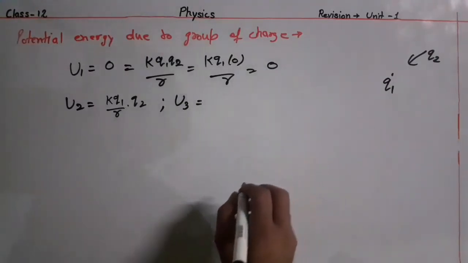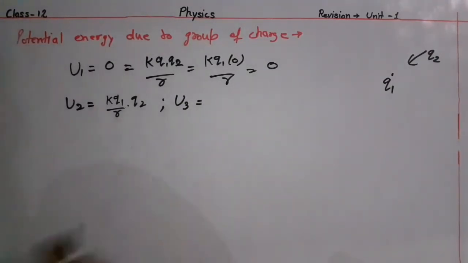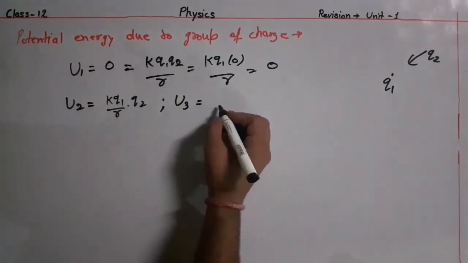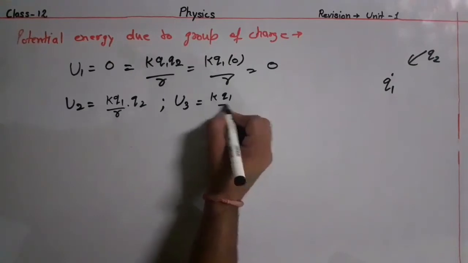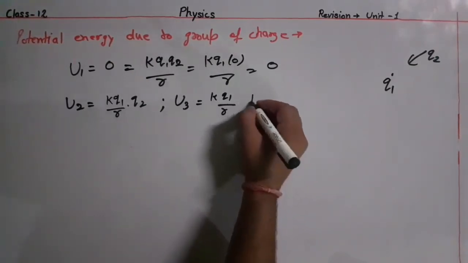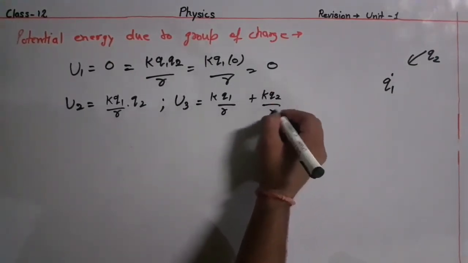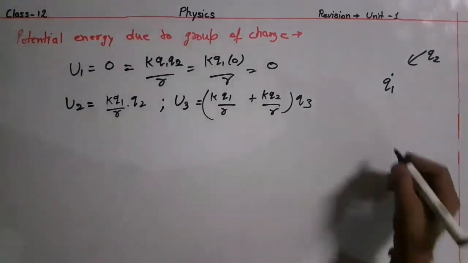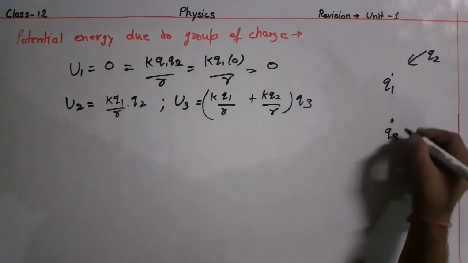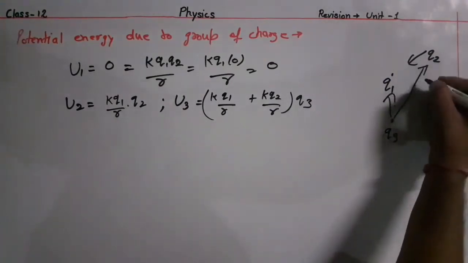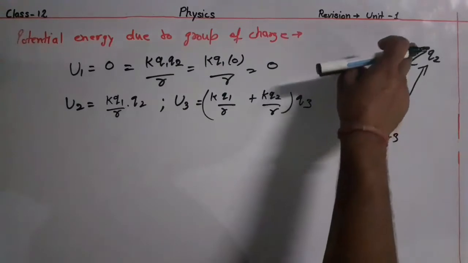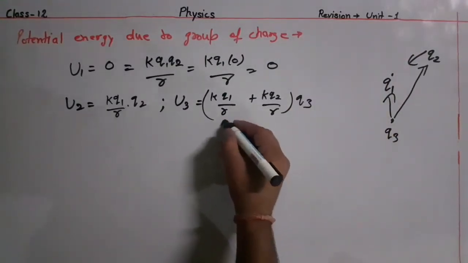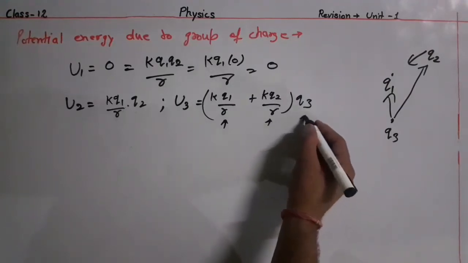The third charge has to oppose the initial two forces. So the potential on the third will be equal to K Q1 divided by R plus K Q2 divided by R, whole into our third charge. If I try to move this third charge, it will have to oppose the force due to these two charges, Q1 and Q2. So here I write the potential of both the charges, first and second, and we multiply by the third charge.